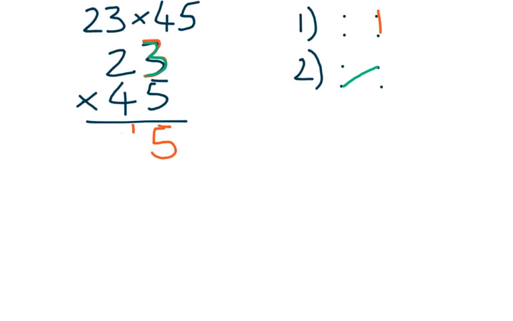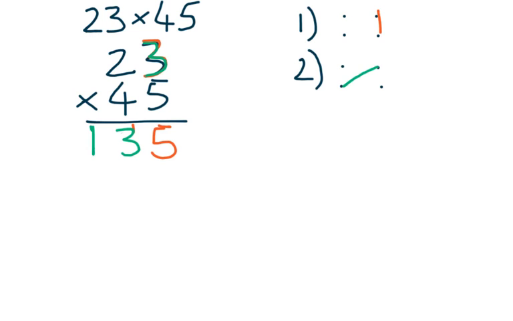3 times 4 is 12, add the 1 is 13. So we're going to put in our 13, put in our 3. We would regroup the 1 to here, but there's no column here. So we just create a new one. So actually that 1 is going to become large. That is our top row done.